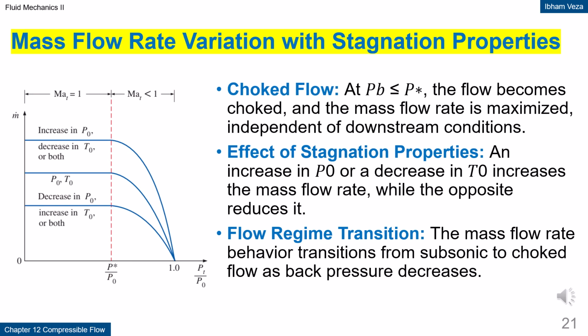Mass flow rate variation with stagnation properties. When the flow is choked, the mass flow rate is no longer affected by downstream pressure. However, the mass flow rate is still strongly influenced by the stagnation pressure and temperature. Increasing the stagnation pressure or decreasing the stagnation temperature will increase the mass flow rate. Conversely, decreasing the stagnation pressure or increasing the stagnation temperature will reduce it. This shows the importance of upstream conditions in controlling flow capacity.